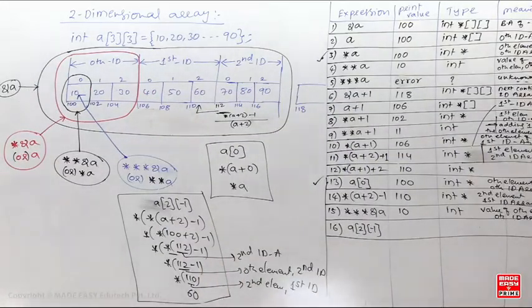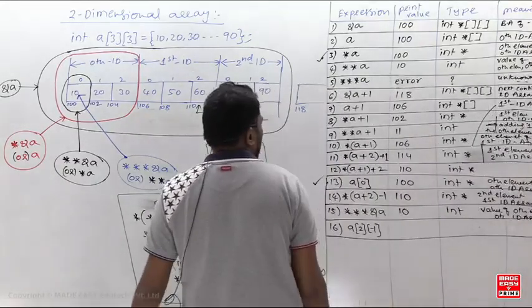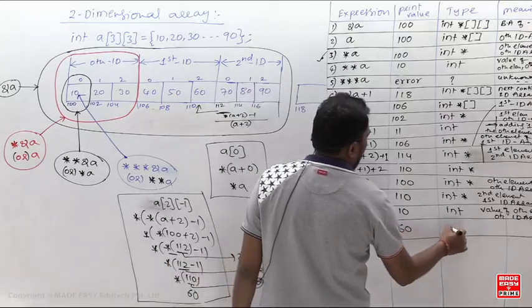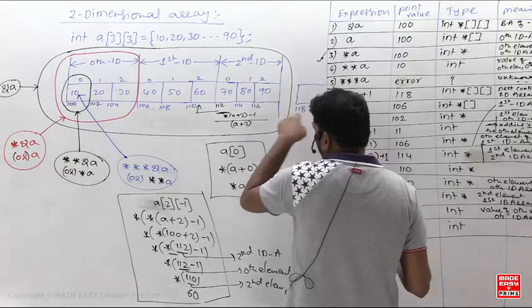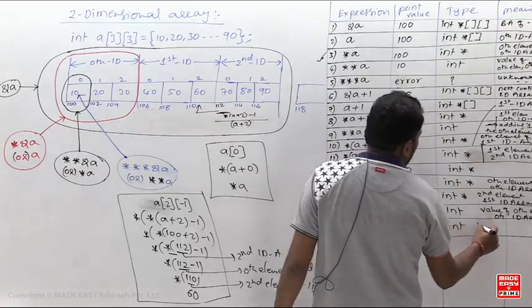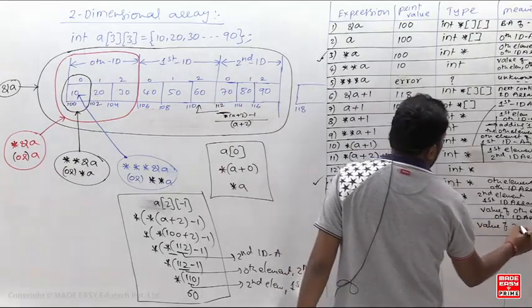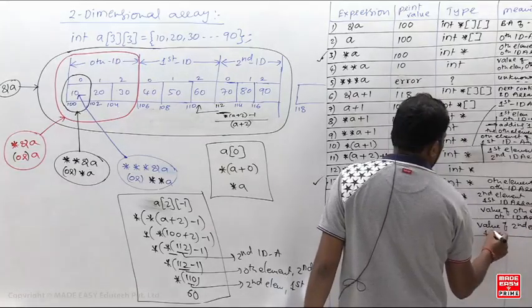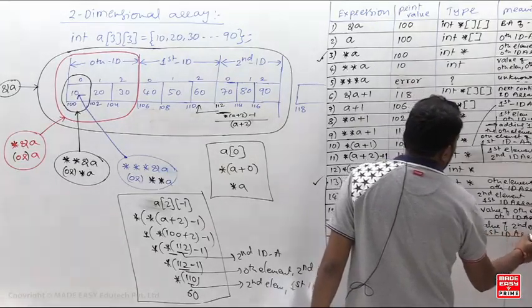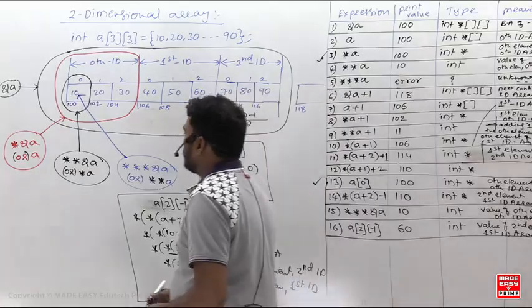Right. So fine, is this clear? So it will print 60, and the type is integer. What is the meaning? The value of the second element. Second element of what? The first 1D array. Fine. So that's it.